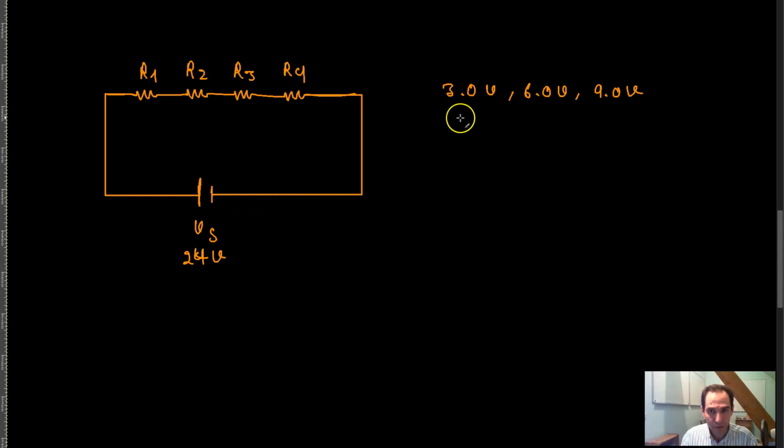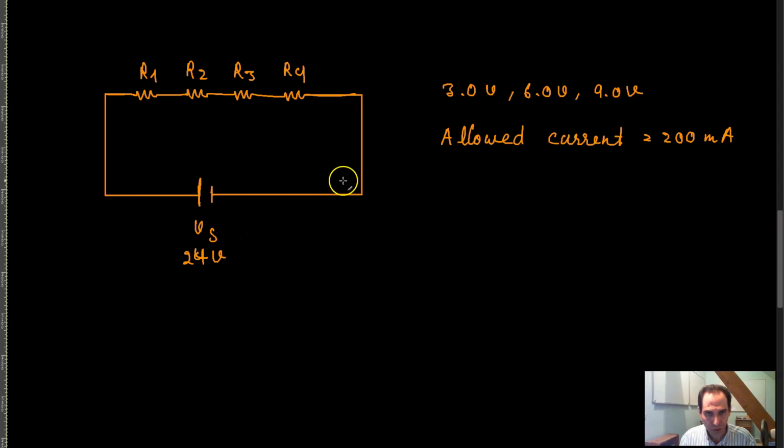Let's say that the allowed current is, for example, 200 milliamps. If the allowed current in this circuit is 200 milliamps, what sort of resistors would you choose so that you get these voltages in your resistor network?